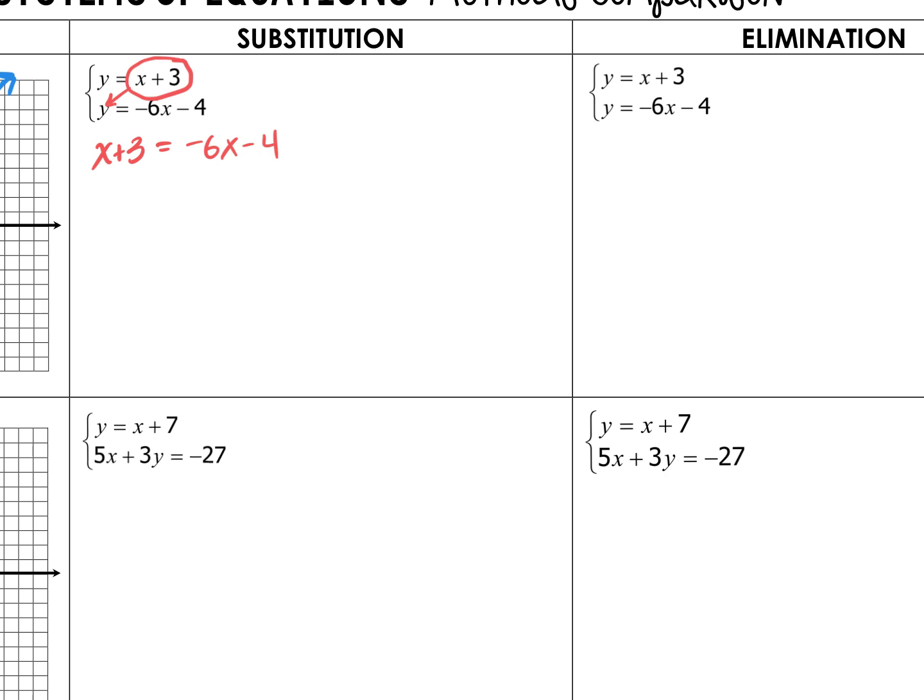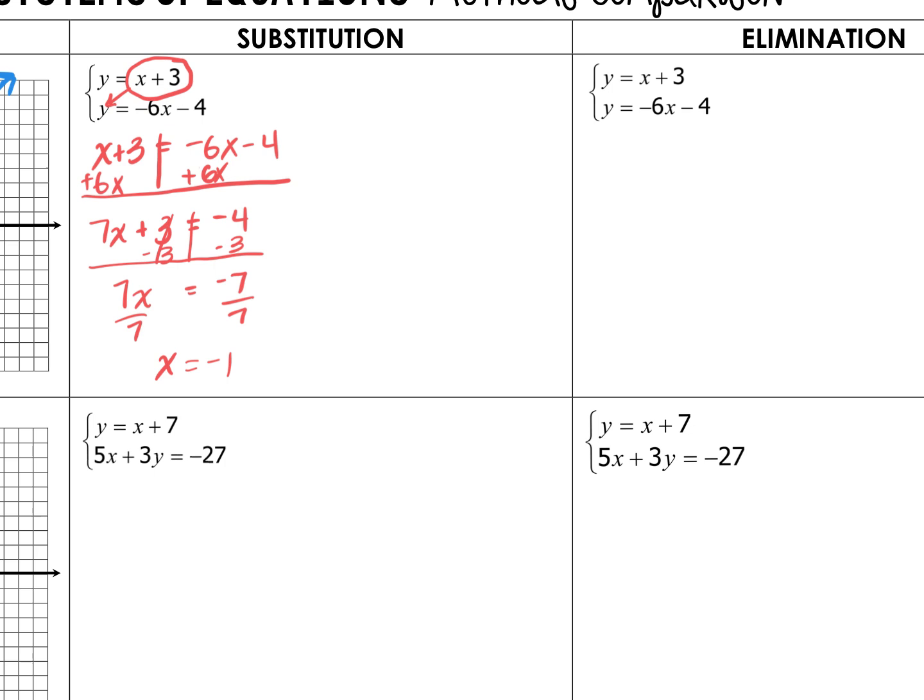I don't have to multiply because there's nothing else there. If there was a number to multiply it by, I would, but since there's nothing else there, that's fine. Then we solve this. I'm going to move the x's first. I'm going to add 6x to both sides. So I have 7x plus 3 equals -4. I got x equals -1. And I think you're right as well. So 7x equals -7. You divide both sides by 7 and you end up with x equals -1.